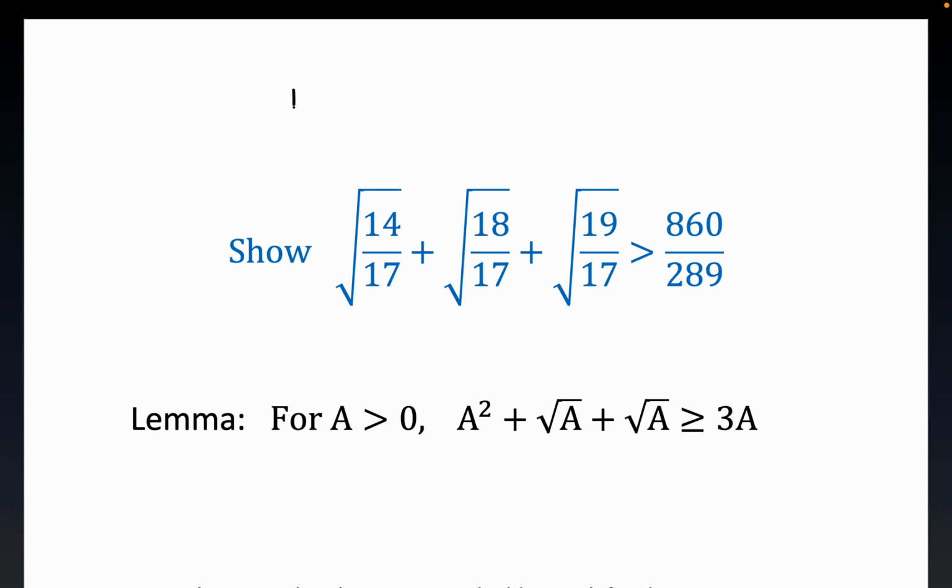Hey everybody, tonight I want to prove an inequality for you that has an irrational left-hand side and a rational right-hand side. And let's go ahead and note that 17 squared is 289. Yeah, there is a way to do this.